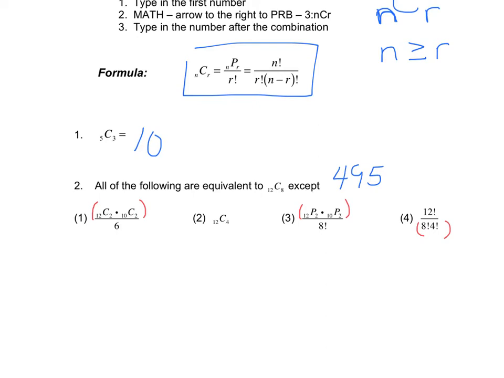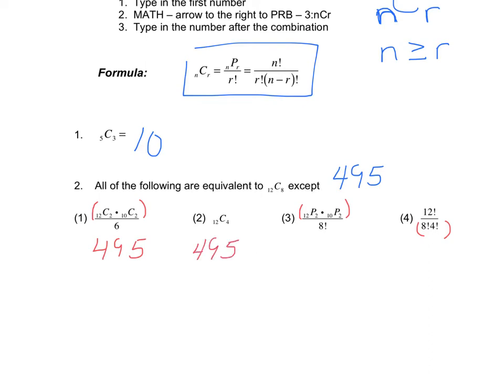And then come back and check and see what I got. All right, so hopefully you realize that when you did this, you ended up with 495 for number 1, so you wouldn't have chosen that one. Number 2 was also 495.